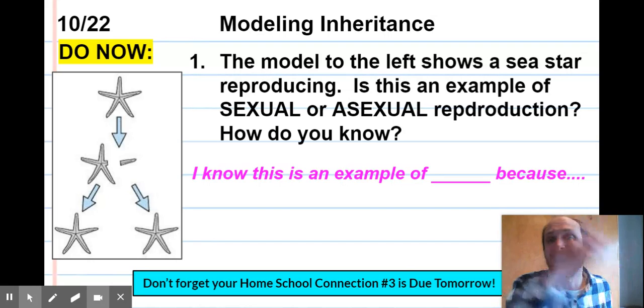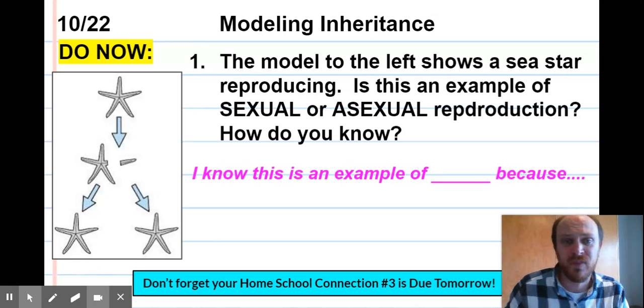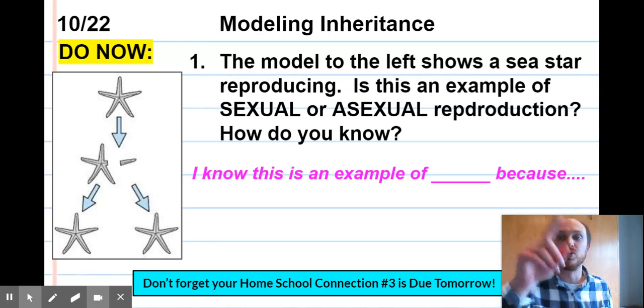But first, let's go back to the reproduction work you did on Tuesday. There is a picture to the left. It shows a sea star reproducing. I want to know, is this an example of asexual or sexual reproduction? And how do you know?